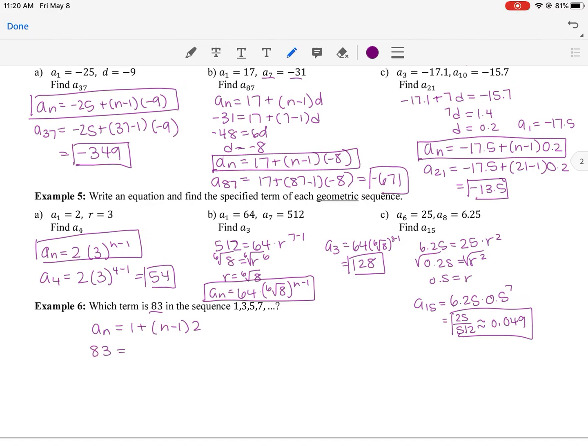So if we want the 83rd term, in this case, we're solving for n. Subtract 1 from both sides, we get 82 equals 2 times n minus 1. Divide both sides by 2, we get 41 equals n minus 1. So n here would be the 42nd term.